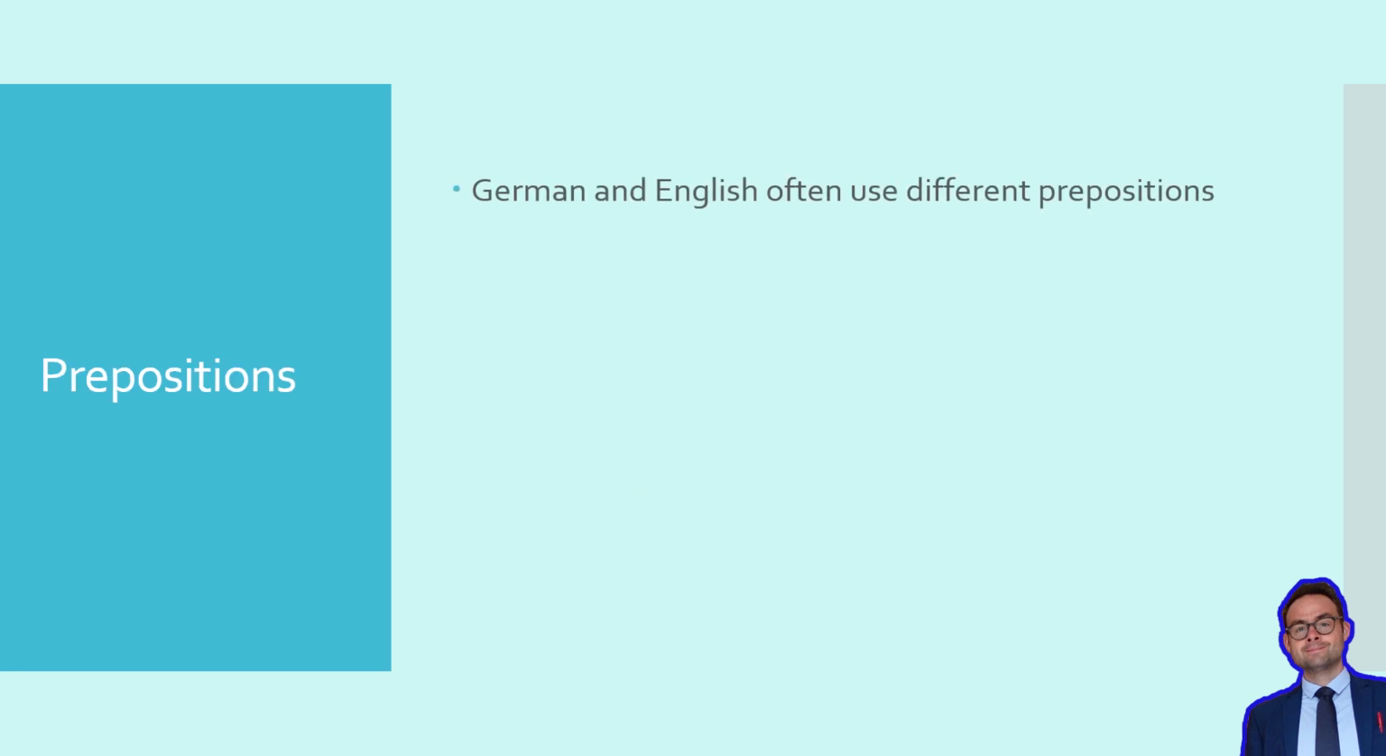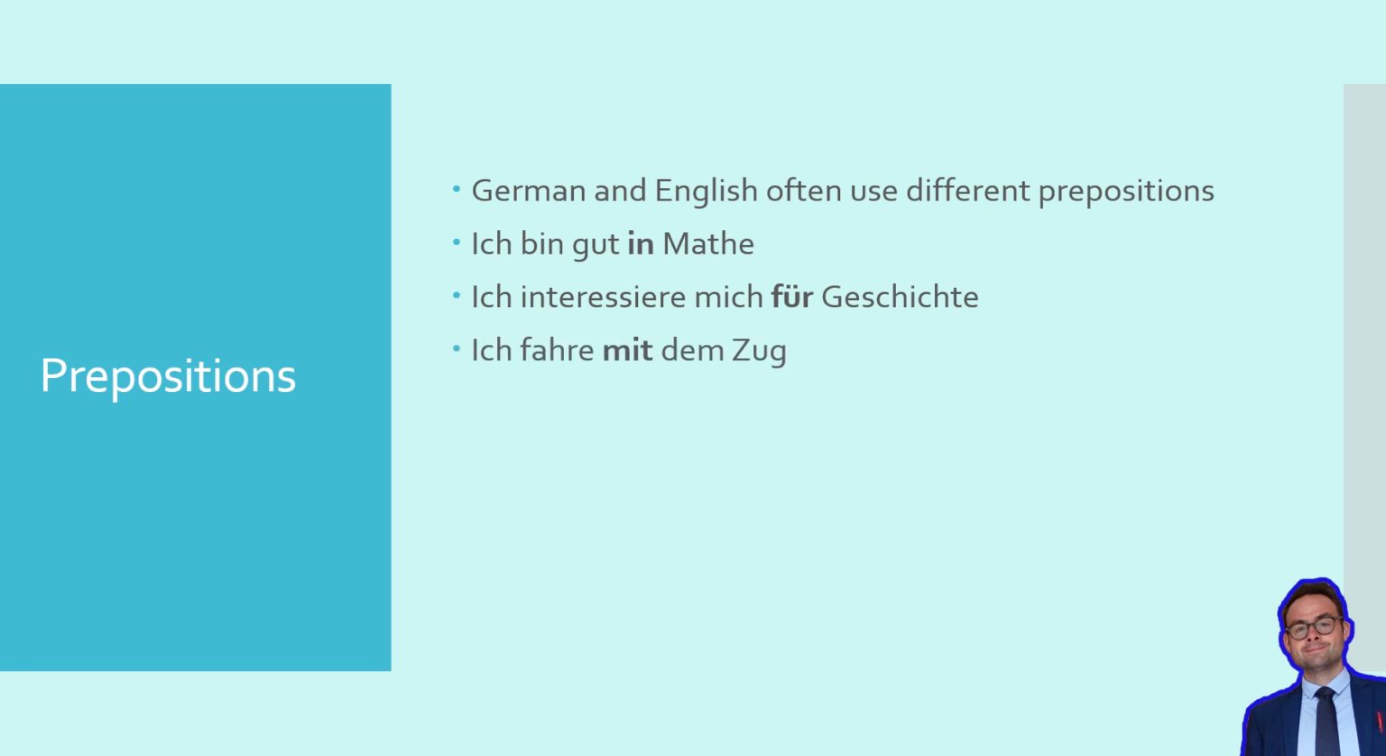Prepositions. When we were talking at the start about thinking like a German, this is one of the main things. German and English often use different prepositions. So if you're translating literally, then you're going to get marked down. For example, a German would say, Ich bin gut in Mathe. I'm good in maths, not I'm good at maths. Different preposition. Or ich interessiere mich für Geschichte. I'm interested for history, not interested in history. Ich fahre mit dem Zug. I travel with the train, not I travel by train.